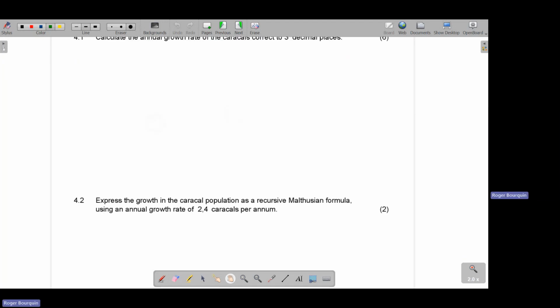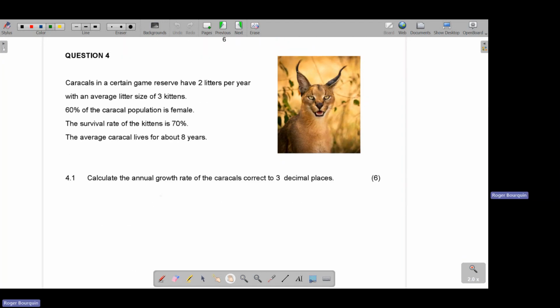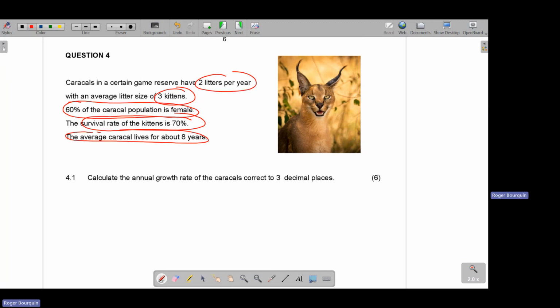Caracals. There's a caracal in a certain game reserve that has 2 litters per year, with an average litter size of 3 kittens. 60% of the population is female. The survival rate is 70%, and the average caracal lives for about 8 years. So calculate the annual growth rate, or the intrinsic growth rate, of the caracals correct to 3 decimal places.